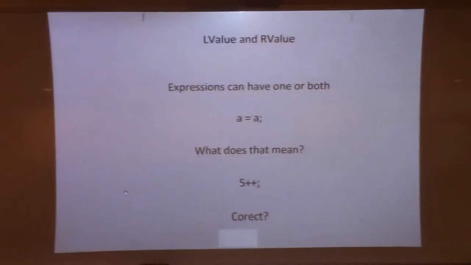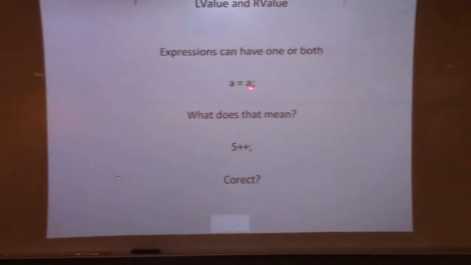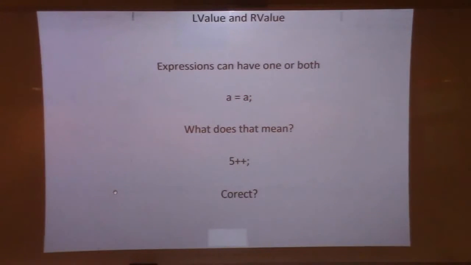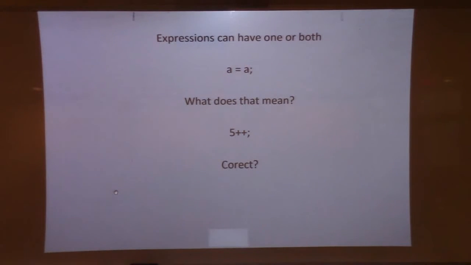So we understand L value and R value, and you understand that the A has an L value and an R value. And is this correct or not? No. Because 5 has no L value. It's a constant. We don't store it anymore, it's just a constant. Okay, good. See how smart you're getting? I told you guys are all going to be geniuses.